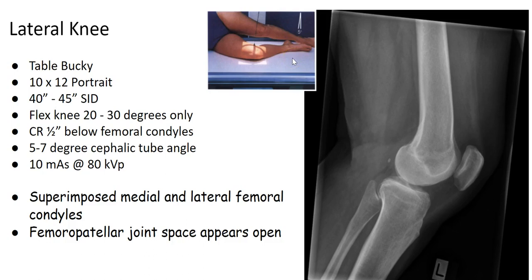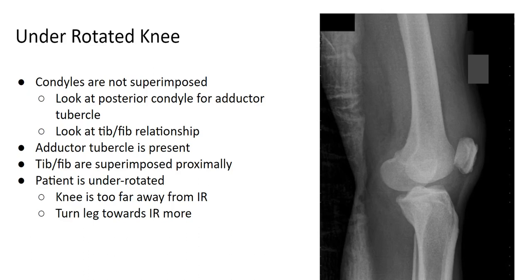Okay, so we've already said in a lateral knee, we want our condyles superimposed. Well, what happens when our condyles aren't superimposed? We have to know how to fix it, just like we have to know how to fix a rotated Y. So let's look at a couple examples. First, let's talk about an under-rotated knee. Now, in this projection, we're assuming a correct tube angle, 5 to 7 degrees cephalic, okay?